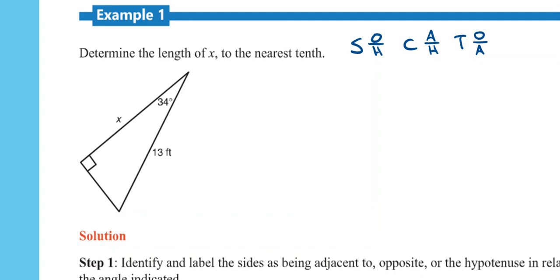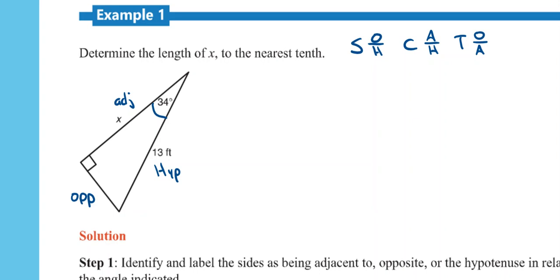Step number 2, we've got to label the sides of our triangle as opposite, adjacent, or hypotenuse. So if this is the angle we're looking at, that would make this the opposite. The adjacent would be that one, so ADJ. And then this would be our hypotenuse.